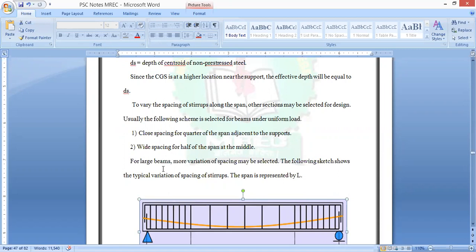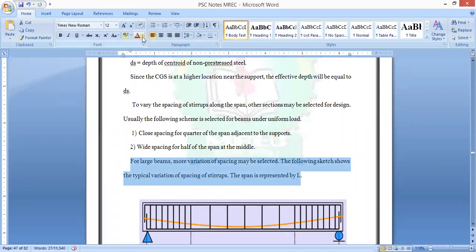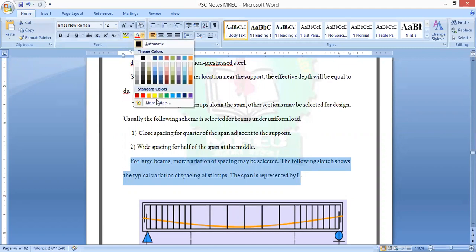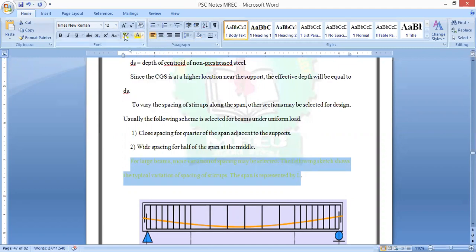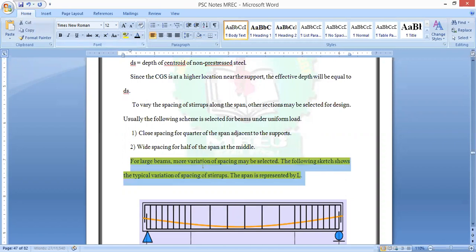For large beams, more variation of spacing may be selected. This is a very important statement. The following sketch shows the typical variation of spacing of stirrups for the span L.